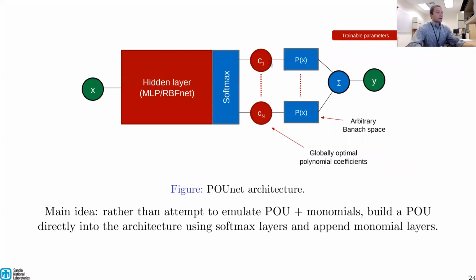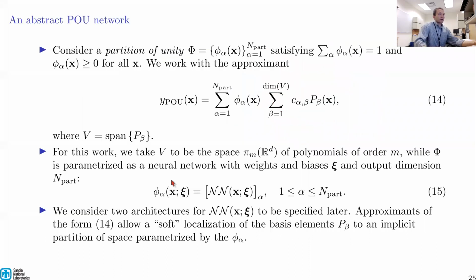So the architecture of this POU net is as I've shown you here. This block here is exactly the type of classification architecture that I showed you in one of my earlier slides. So hidden layer, linear layer, and then a softmax layer. And then for each node after the softmax layer, you can attach any linear approximation space you want to each partition function, but we use polynomials. So the idea, like I said, is to emulate POU plus monomials directly by building in the monomials.